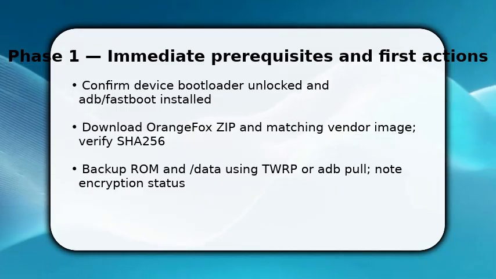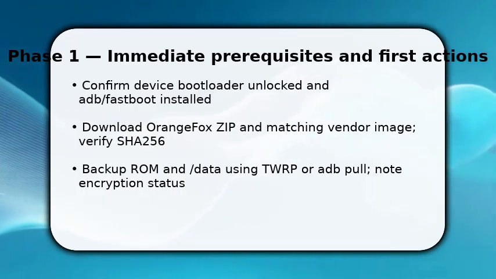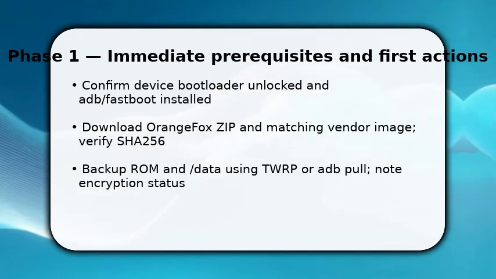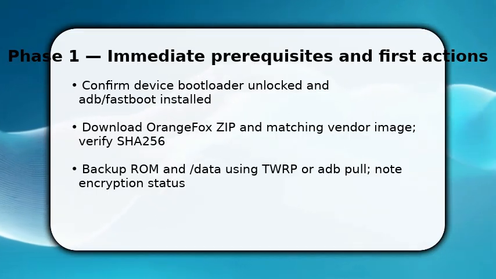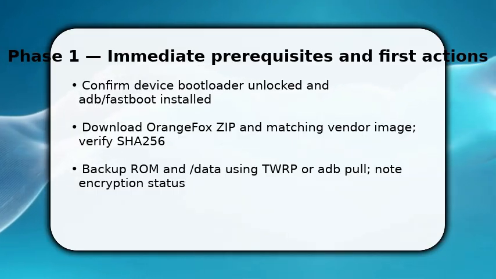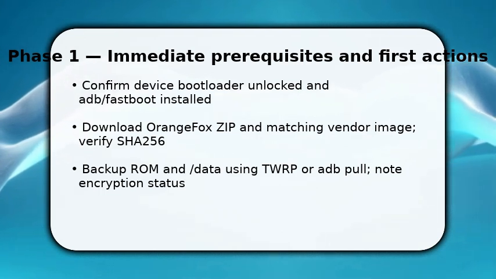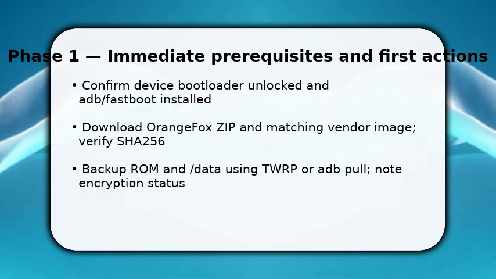You start by verifying prerequisites: bootloader unlocked, ADB and fastboot functional, and a current backup ready. Download the OrangeFox Recovery ZIP that matches your device codename, plus any vendor packages, and verify the SHA-256 to avoid corrupted installs. Once done, back up your ROM and data with TWRP or an ADB pull. This preserves your current state if something fails. Make sure to note whether your data is encrypted, since that affects flashing and first boot behavior.